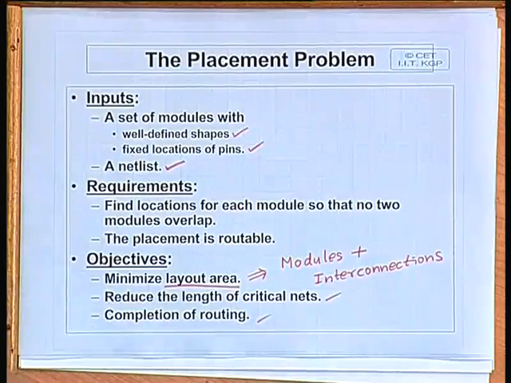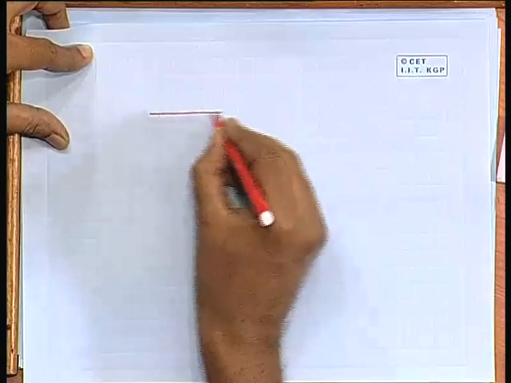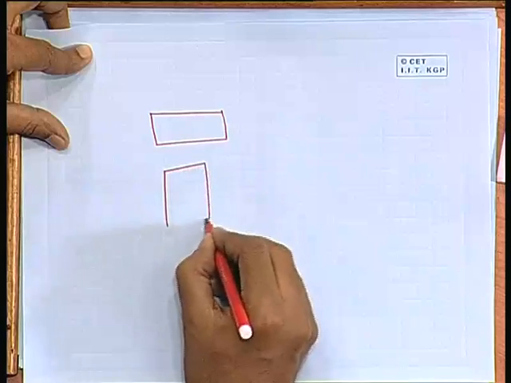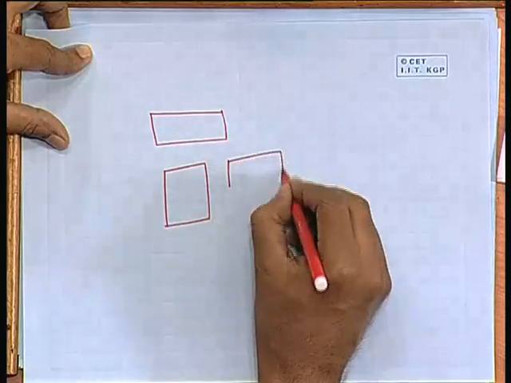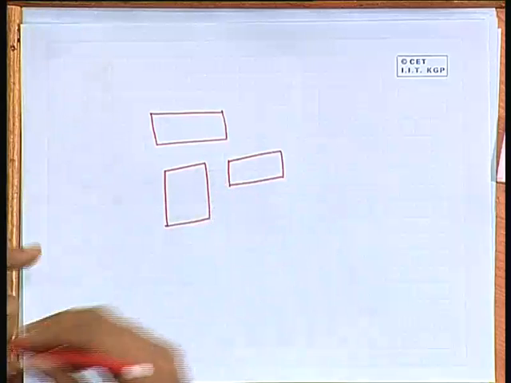Of course, reducing length of critical nets and completion of routing are some ideas. Well, one thing I may also mention here, that in terms of the placement problem, as I had mentioned, we are trying to find out the location of the blocks and also the space between them which will be sufficient for doing the routing.